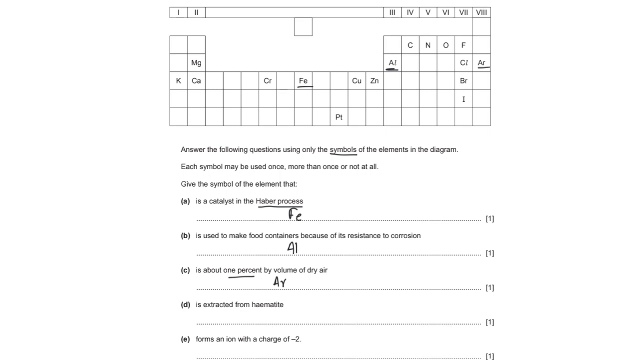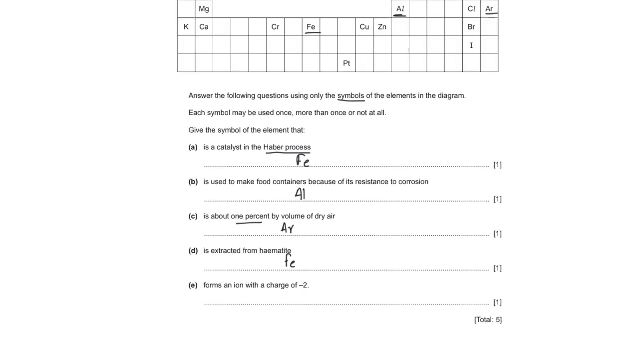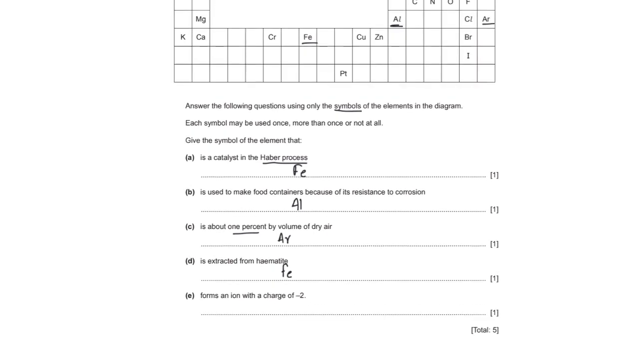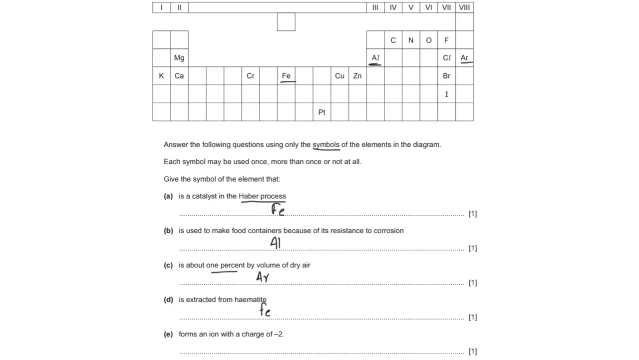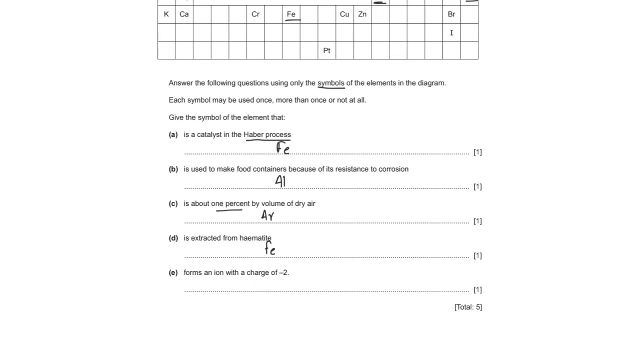What is extracted from hematite? From hematite we extract iron, so you will write Fe again. Which element forms an ion with a charge of -2? -2 means it belongs to group 6, because group 6 elements gain 2 electrons. So it has to be oxygen. You will write O here.